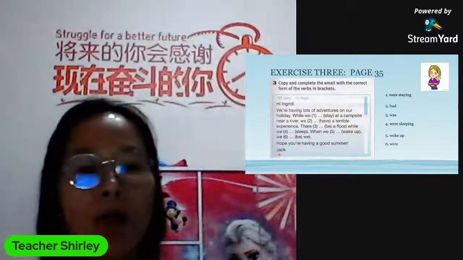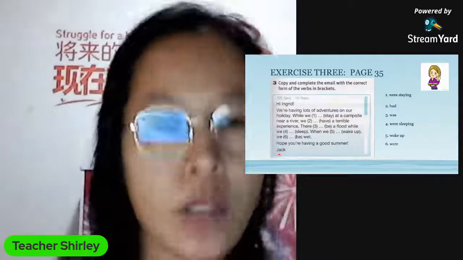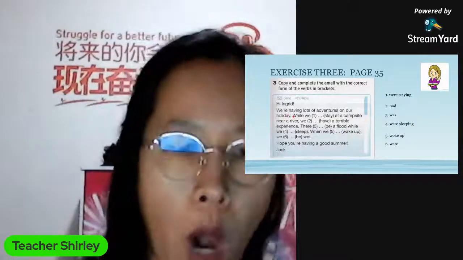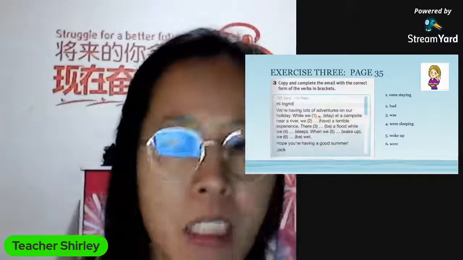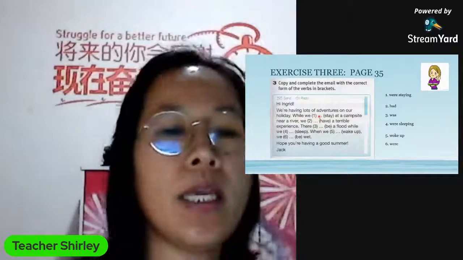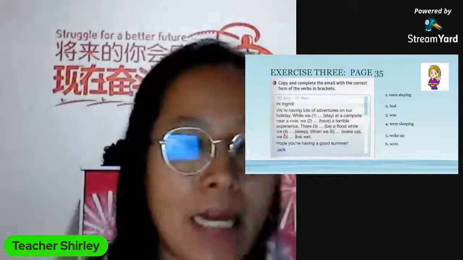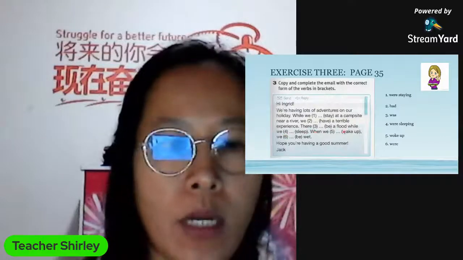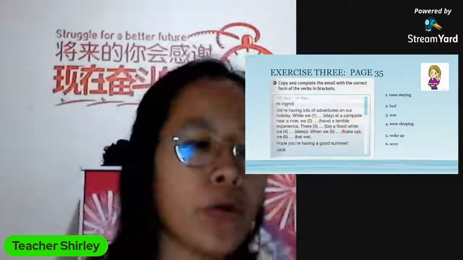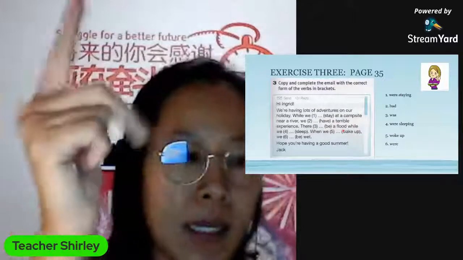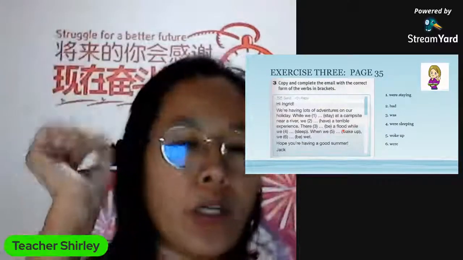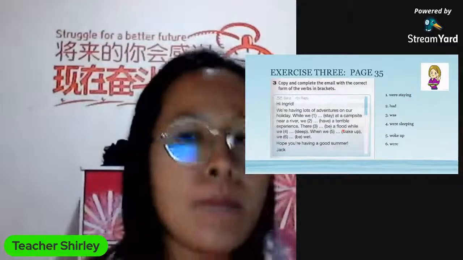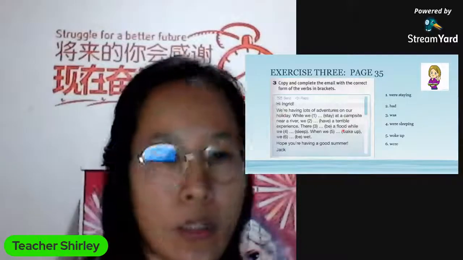Okay, so I think we have come to the end of our lesson today. So remember, past simple and past continuous. If you see the word while here, we need to use past continuous. If we have the word when, then we need to use past tense. So for secondary school, okay, we need to have positive, negative, and question form. We need to know the 3 types of this formation.